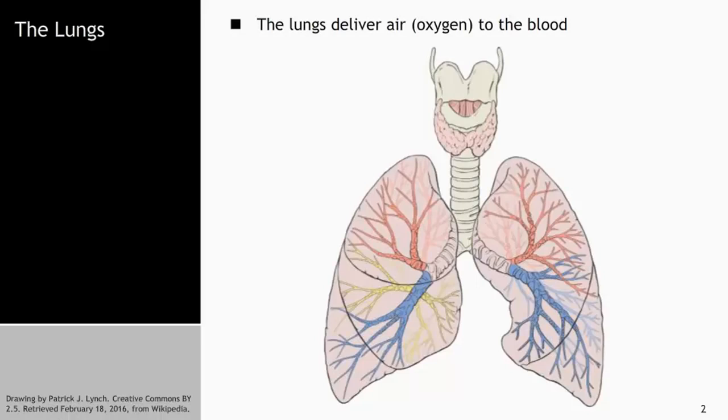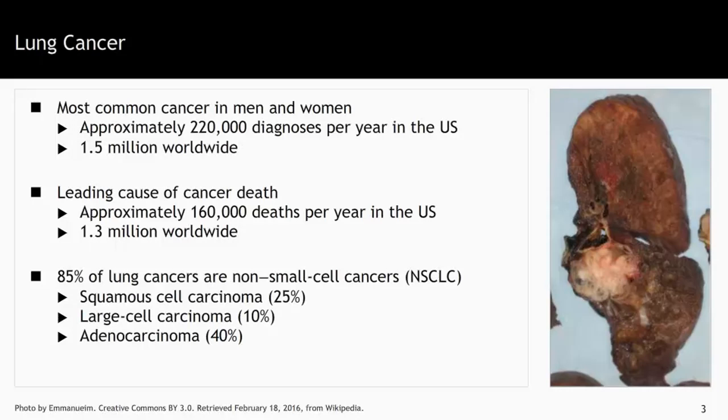The lungs sit in the chest and deliver air or oxygen to the blood. Lung cancer is the most common cancer in men and women, approximately 220,000 diagnoses per year in the U.S. Somewhere between 1.5 and 2 million people are diagnosed worldwide with cancer. And it is an extremely lethal disease. It is the leading cause of cancer death. Approximately 160,000 deaths per year in the U.S.